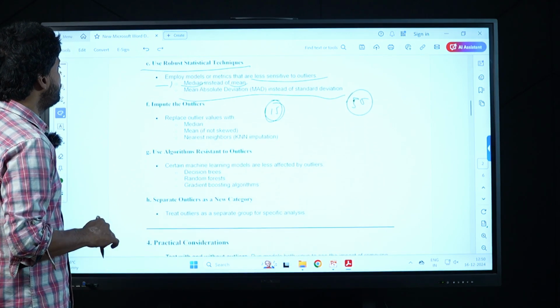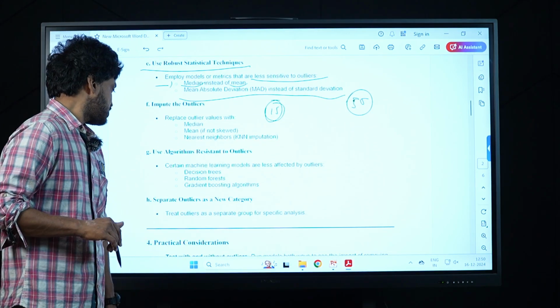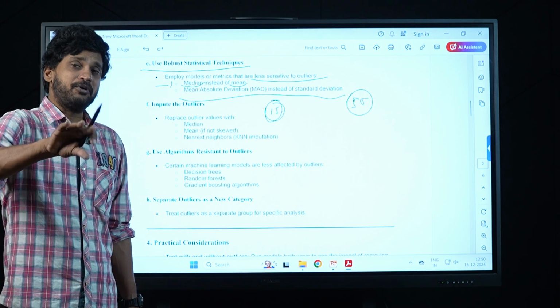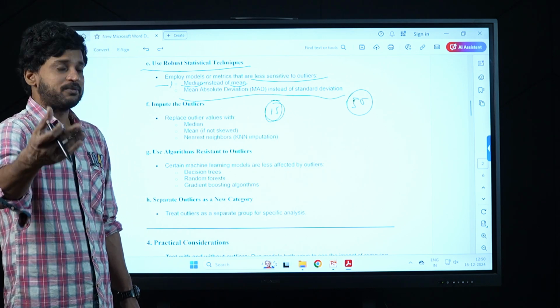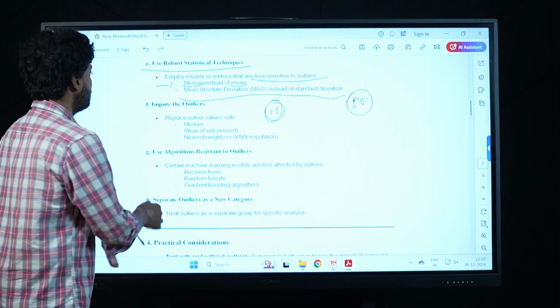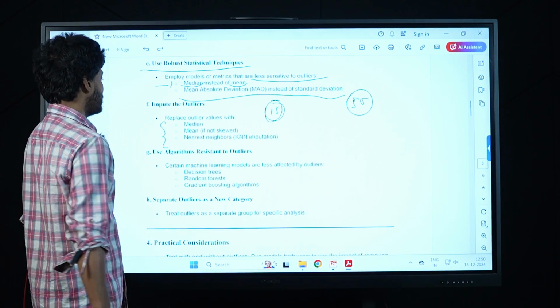Impute the outliers. Next thing is imputing the outliers. These outliers will be replaced by some other values such as the mean, median, or the nearest neighbors.